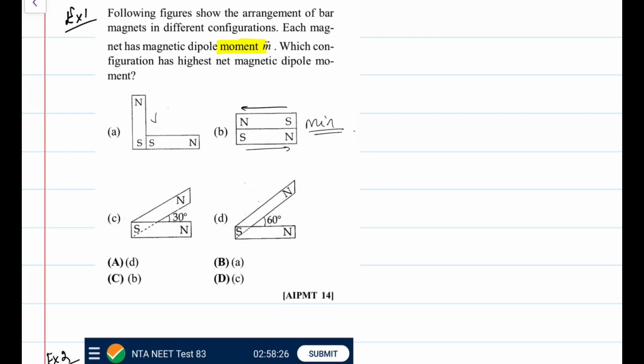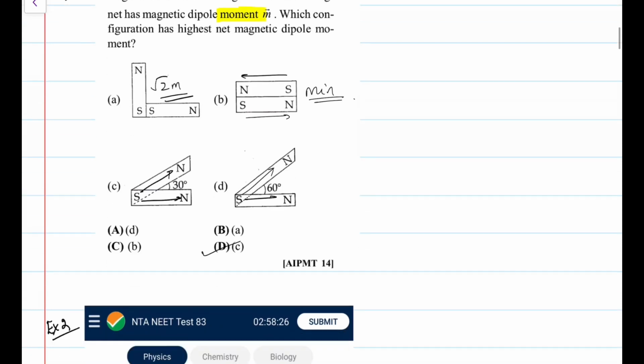Here they are perpendicular, so you can directly make it out as root of m1 square plus m2 square, that is root 2 m. Here the angle is 30 and here the angle is 60. So you remember, whenever you are adding two vectors, the smaller the angle, the larger the resultant magnitude. So I'll go for option C, that is part D. The maximum magnetic moment in this case will be exhibited by C.